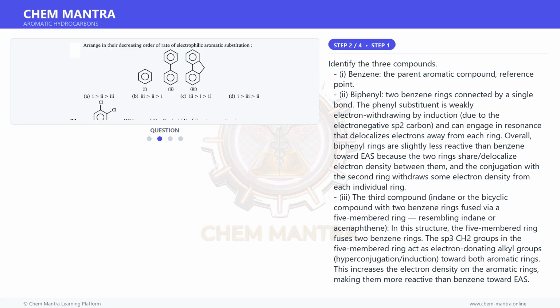Identify the three compounds. 1. Benzene, the parent aromatic compound, reference point. 2. Biphenyl, two benzene rings connected by a single bond.